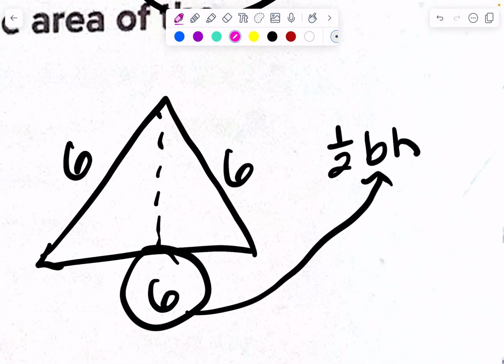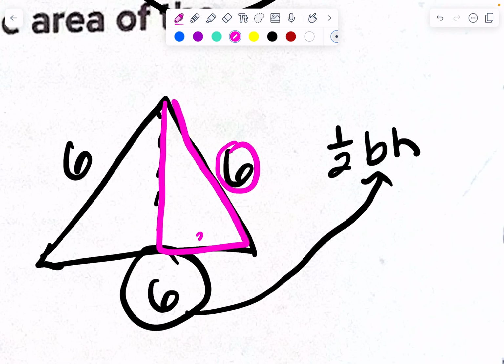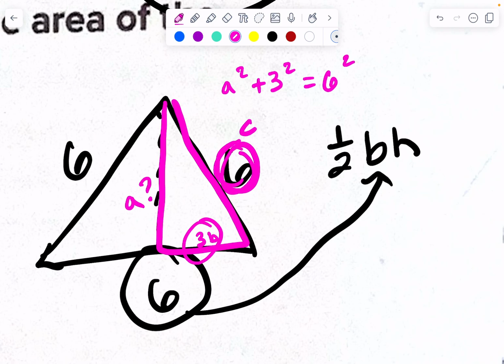Okay, so what I'm going to do is look at this triangle here, where this side is 6, this bottom side would be 3, and I can do the Pythagorean theorem to find out what the height is. Okay, so this takes a little bit more work. So 6 is going to be my C. Let's call this side A and this side B. So I've got A squared plus B, which is 3 down here, 3 squared, equals 6 squared.